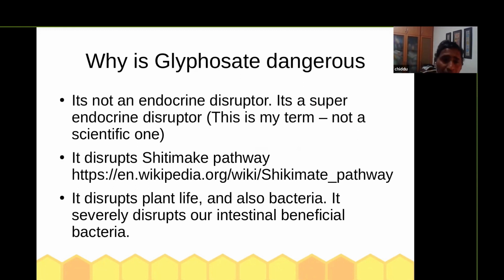So it disrupts something called the shikimate pathway. The shikimate pathway is a multi-step process used in plant metabolism, and it's also used by bacteria. It disrupts our beneficial intestinal bacteria. It also hurts our digestive system. It basically kills plants, kills plant material, by blocking the shikimate pathway.